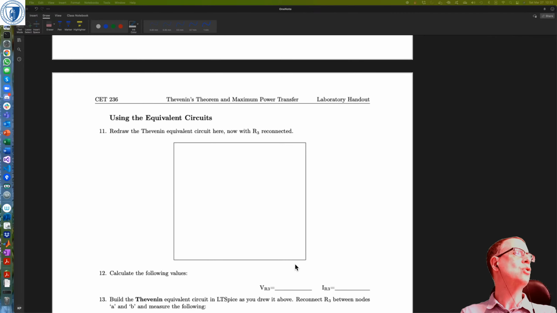Would you be able to drop the .asc file from LT Spice into the chat, or DM it to me directly if the chat won't let you drop it in there? I think it should let you. That way I can bring it up in LT Spice on my machine and have a look at it. Okay?